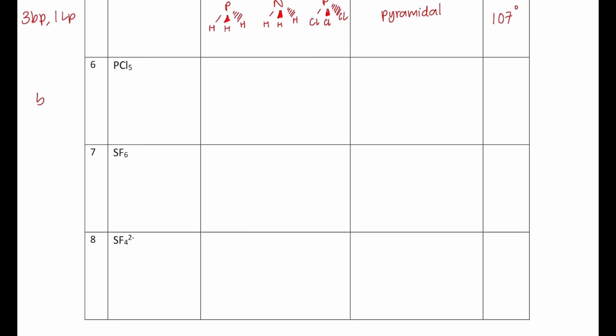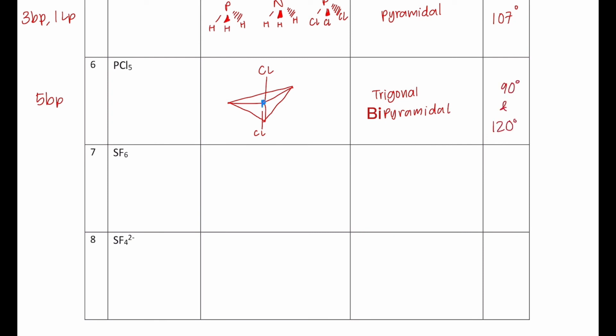The next is going to be the shape with 5 bonding pairs. An example would be PCl5 or phosphorus pentachloride, and it would be called trigonal bipyramidal, with bond angles 90 and 120 degrees. The reason why there are 2 angles is because the shape is formed by 2 pyramids attached together by their base. From the tip of the pyramid to the base, it would have an angle of 90 degrees. And from the side chloride to the other side of chloride, it would have an angle of 120 degrees.